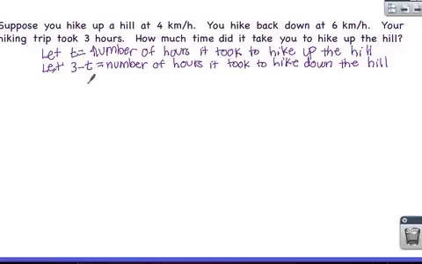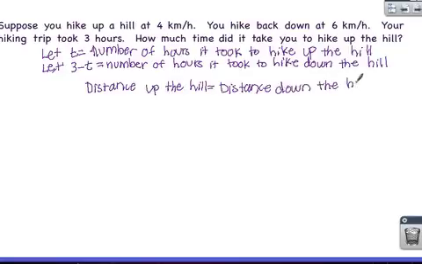Since it's round trip, going up the hill and down the hill has the same distance. So we know the distance up the hill equals the distance down the hill. Distance equals rate times time. So the rate going up was 4 kilometers per hour for T hours, and the distance down the hill is 6 kilometers per hour for 3 minus T hours. We can then distribute to get 18 minus 6T, which equals 4T.